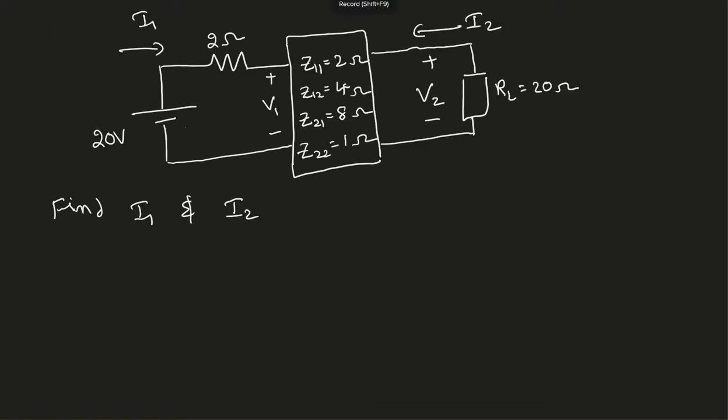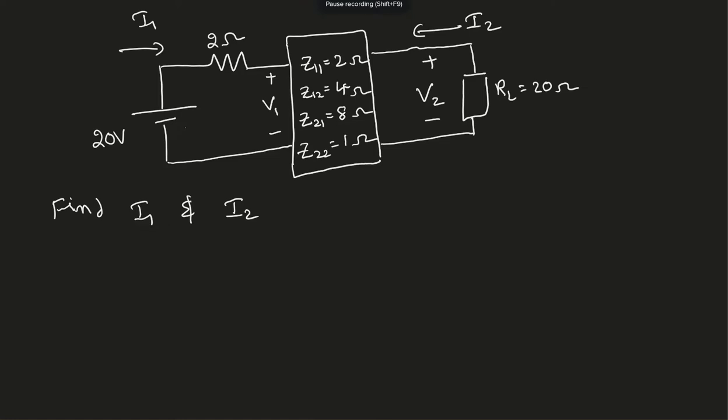Here is another example. In this example, he's asking us to find I1 and I2. So the given circuit is a Z parameter circuit. Here I have only real numbers, so basically these are nothing but resistors. So it's a DC circuit. We can clearly see the given source is a DC, and you have only the real parts of the Z parameters. So it's a DC resistive circuit. Our goal is finding I1 and I2 in this circuit.